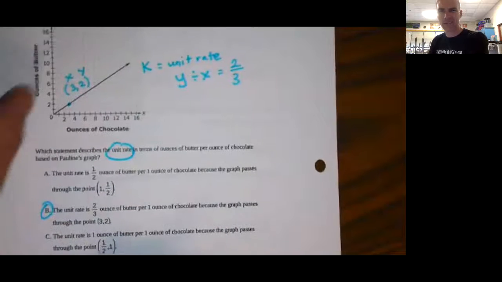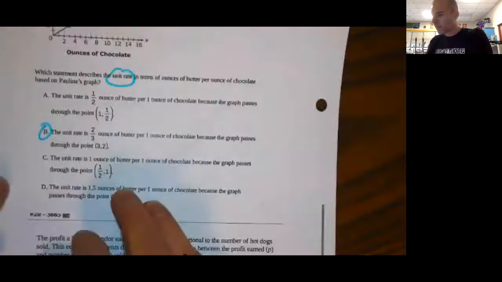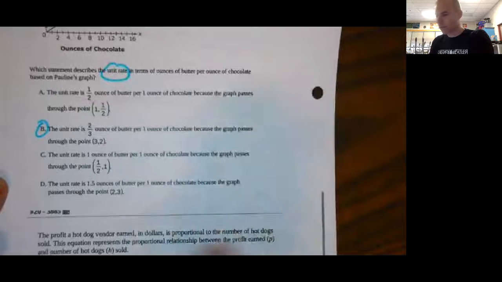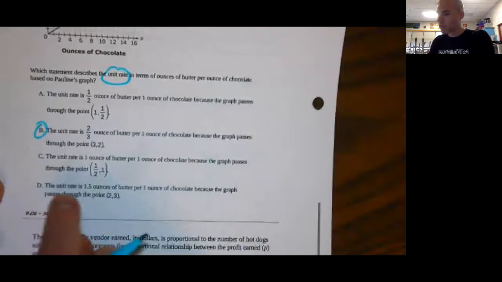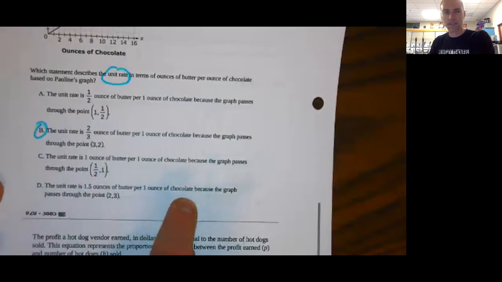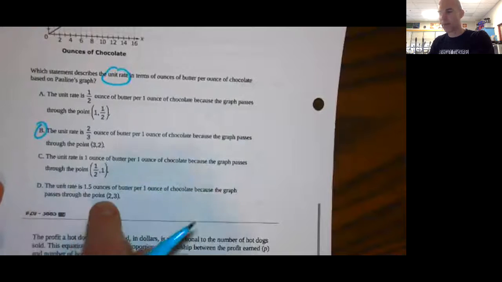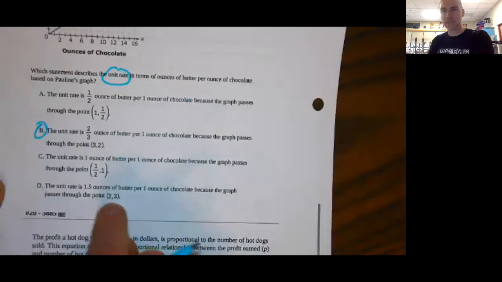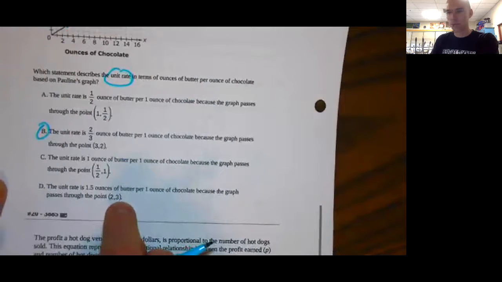I mean, let's look at the other two statements just to see. The unit rate is 1 ounce of butter per 1 ounce of chocolate. No, it's not 1-to-1. Okay. And then the unit rate is 1.5 ounces of butter per 1 ounce of chocolate, because the graph passes through the point 2, 3. So you would get this answer wrong by accident if you got your X's and Y's mixed up and thought it was 2, 3. So I think we've got to go with B.